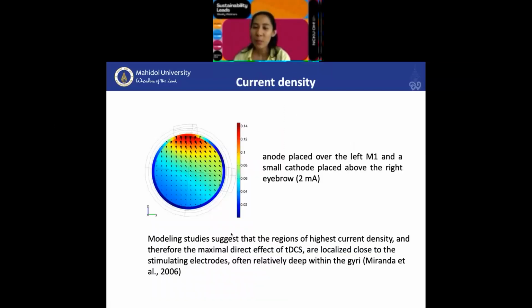Okay, for the current density, the modeling study suggests that the region with the highest current density is under the electrode. You see the red color represents highest current density. So under the electrode, you have the highest current density, and this area would probably maximize the effect of tDCS. Okay.